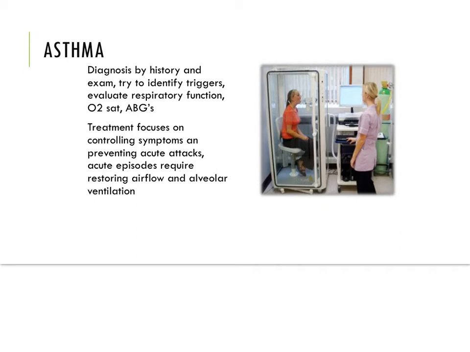So when we're asking questions about history, we're specifically asking: how often do you have your symptoms? Are your symptoms waking you up at nighttime? How often are you using your SABA for these symptoms? Do you feel like your asthma is interfering with normal activity? Those are some of the questions we can ask to help determine what type of asthma they have. Talk to them about their subjective findings, but you also do an exam and look for objective findings.